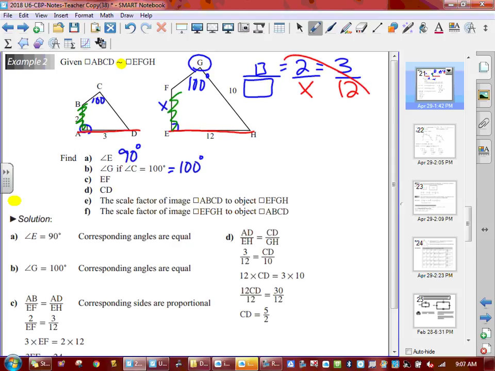So now we're going to cross multiply this way, and we're going to divide by what's left over. That's going to give us 24 divided by 3 is 8. So we should get E to F is 8. All right, we want C to D, so we want this leg right there.